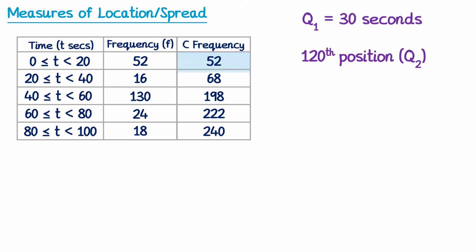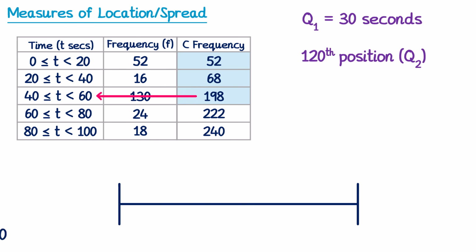It's not here, it's not here, but for this group we would pass the 120th position, so it's in this interval here somewhere. So let's draw out the interval from 40 to 60. Then we want to consider the frequencies. The previous interval finished at the 68th number, and our interval finishes at the 198th number. And the number we're looking for is the 120th one. Now this time it's not right in the middle, it will actually be slightly to the left of the centre.